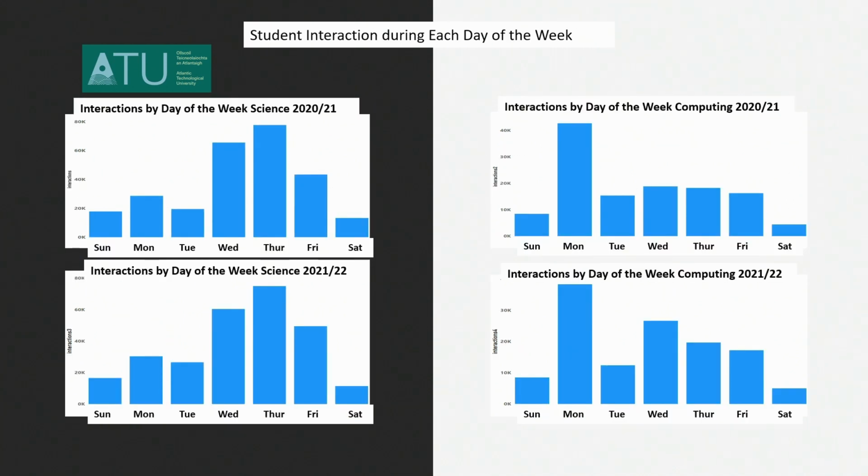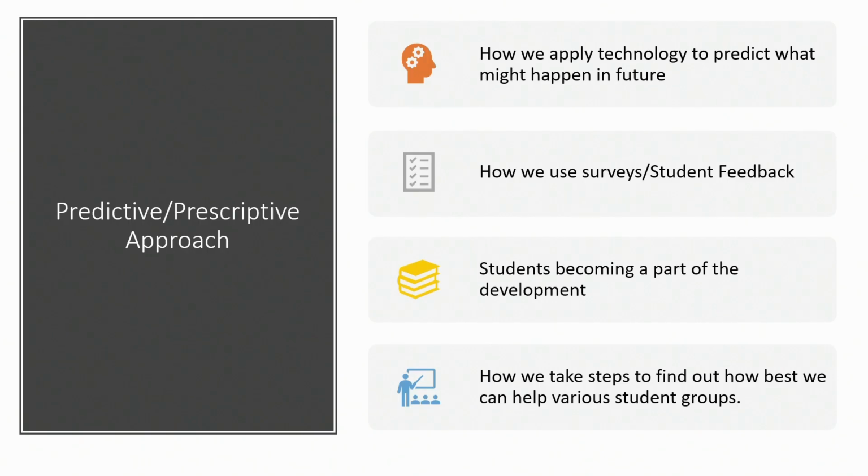And then we also looked at the interactions by day of the week. The science students seem to interact more on Thursdays, followed by Wednesdays, while the computing students seem to prefer Mondays. We are also seeing that some of the students are interacting very well with the platform during the weekends as well, which seems unlikely.